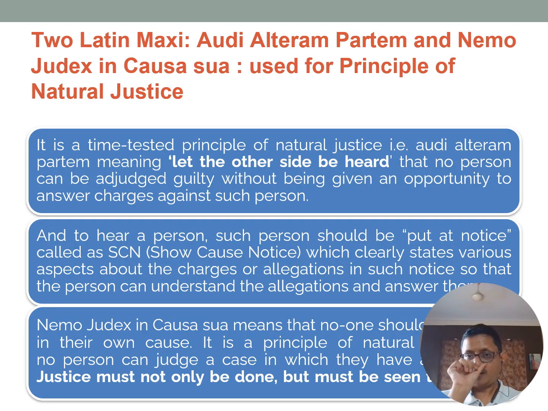So how to deal with the Section 73 and 74 show-cause notices? There are two Latin maxims used to counter the GST department: audi alteram partem and nemo judex in causa sua, the principles of natural justice. Audi alteram partem is a time-tested principle of natural justice, meaning let the other side be heard: no person can be adjudged guilty without being given an opportunity to answer the charges against them.